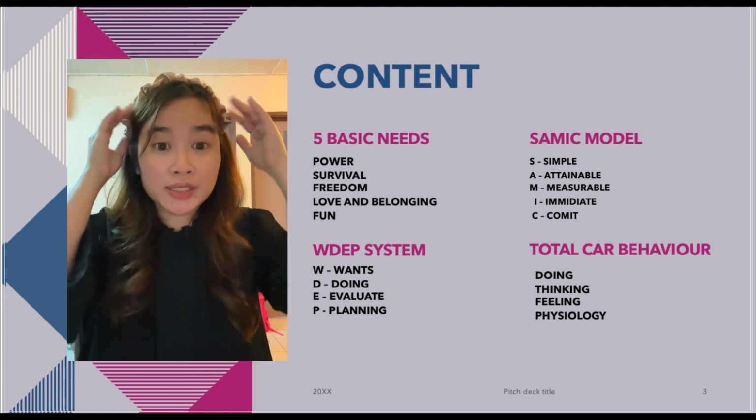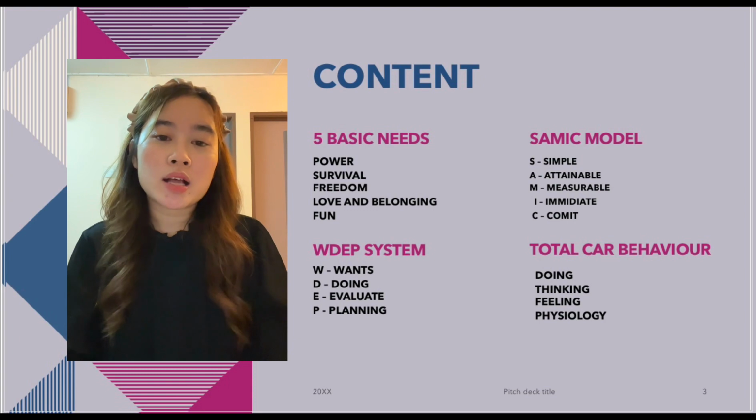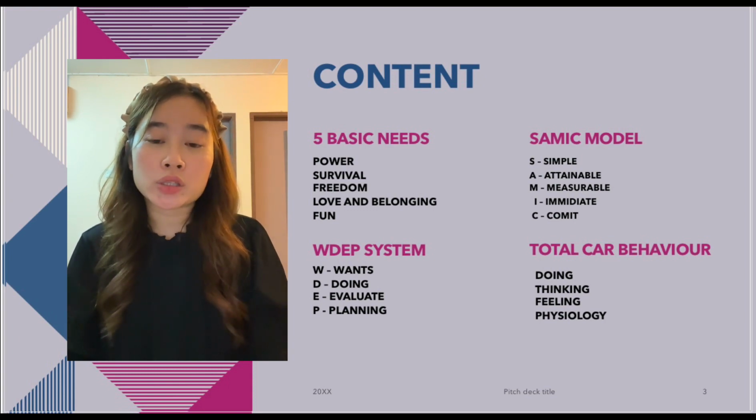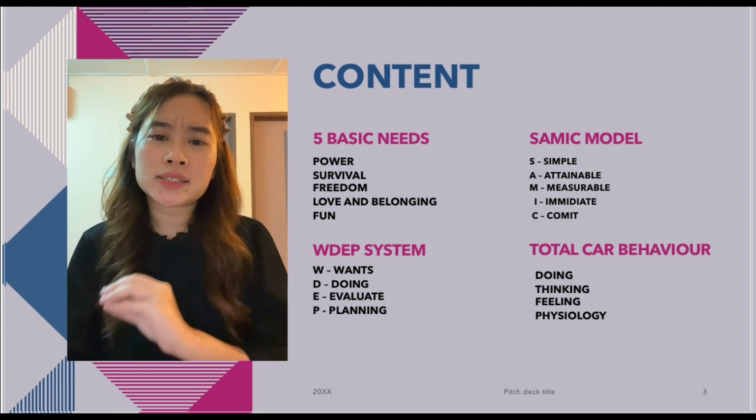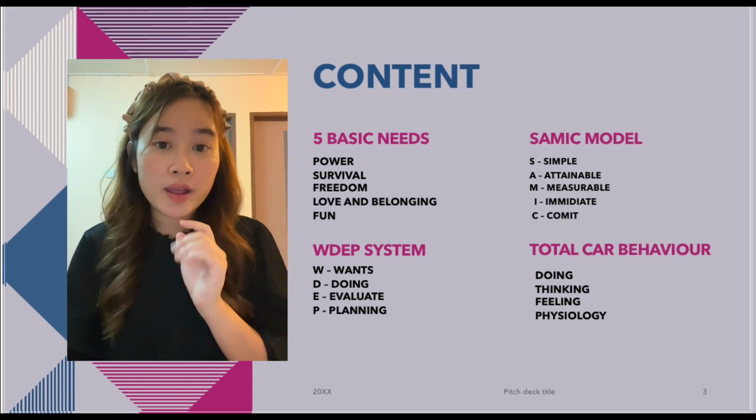So today in CTRT, I talk about the five basic human needs, the quality world, the WDEP system, and the total behavior curve. I'll go over the significance of these four elements to the theory's operations. First, the five basic needs.